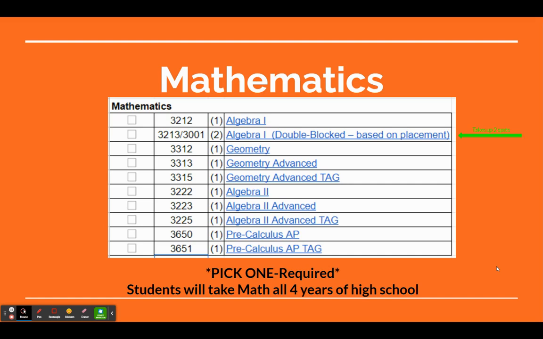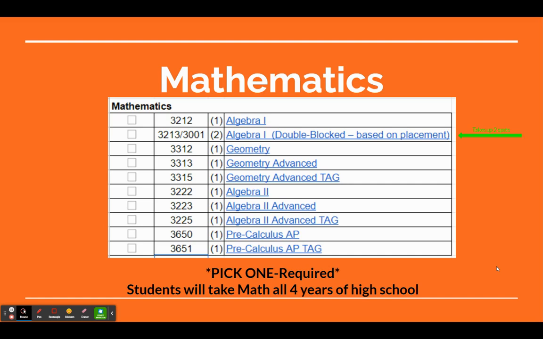The tag option, you have to have tag math in order to pick the tag number, but our geometry advanced and advanced tag are the same class taught in the same classroom at the same time. Nobody will know the difference. If you're sitting in geometry as an 8th grader, you're going to take Algebra 2 or Algebra 2 Advanced or Advanced Tag. Again, Advanced and Tag, same class, same teacher, same time.